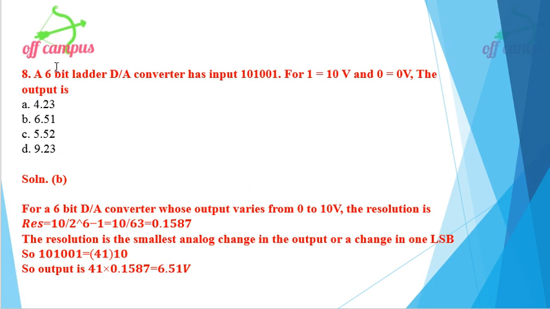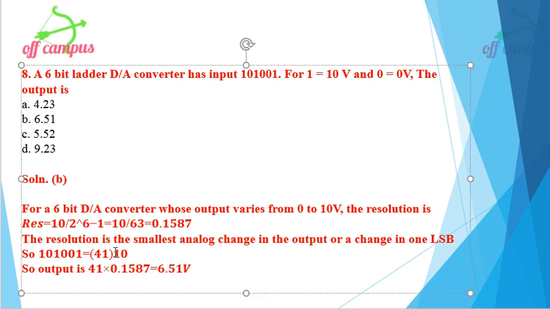What we need to find out is the output. How to find out the output? Resolution is the smallest analog change in the output, or a change in one LSB. So, we need to find out the decimal equivalent for the given binary value. This is 41, base 10. What is the decimal value here? 41. Then multiply with the resolution. So, 41 into the resolution value, we will approximately get 6.51 volt. Option B, 6.51, is the right option.